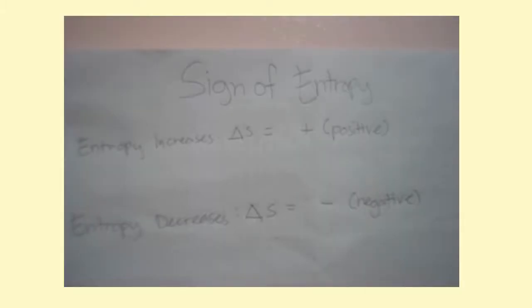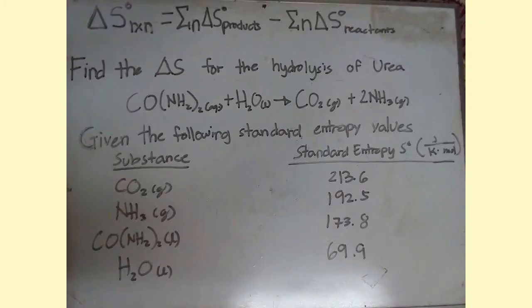Before we proceed, let me teach you first about the sign of entropy. Entropy increases when delta S is positive and entropy decreases when delta S is negative. Entropy increases too as one goes from a solid to a liquid, or more dramatically, a liquid to gas. So how can we calculate the change in entropy? The formula is delta S reaction equals the summation of the standard entropy of the products minus the summation of the standard entropy of the reactants.